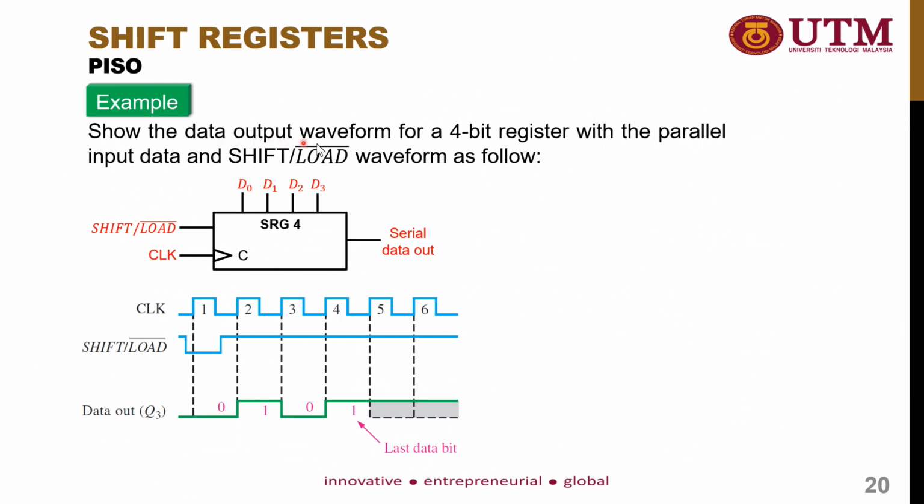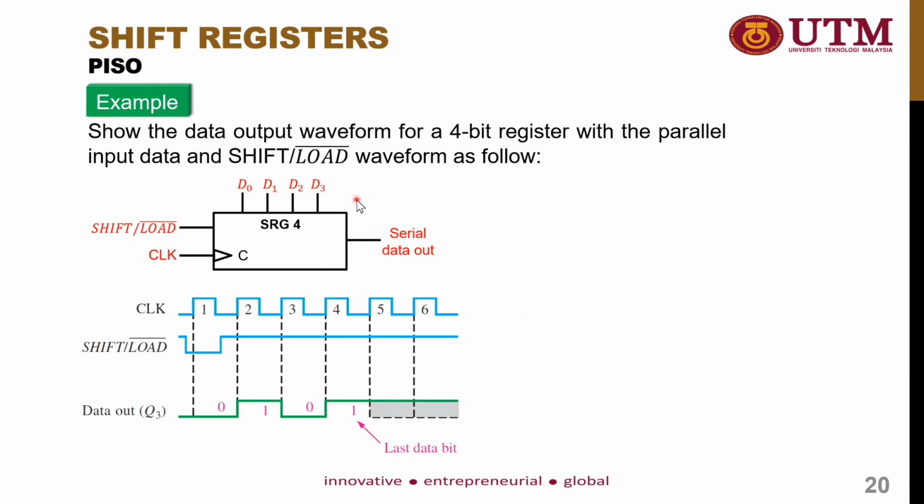Show the data output waveform for a 4-bit register with the parallel input data and shift load bar waveform as follows. So from this example, we are given a PISO shift register with a total of 4 bits because it has 4 bits of input load. I will call it input data. Okay, so this is the shift load input and also the input clock. So this is active high. Okay, so it has only one output, which is serial data out.